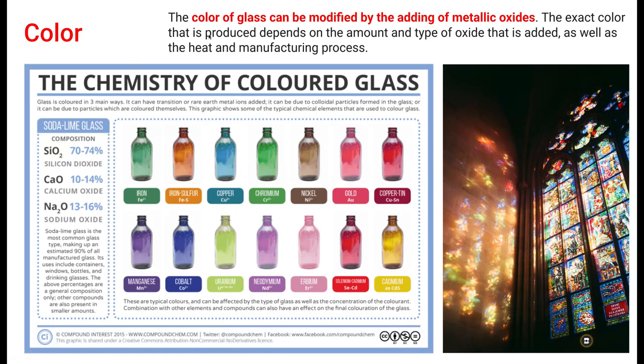So we'll start with color. So you can see here, these are all different metallic oxides. Okay, so copper, nickel, gold, and when they're added to the silicone, once it's heated, it makes the glass refract light differently and makes it look like a different color. So that's a very, very useful feature of glass.